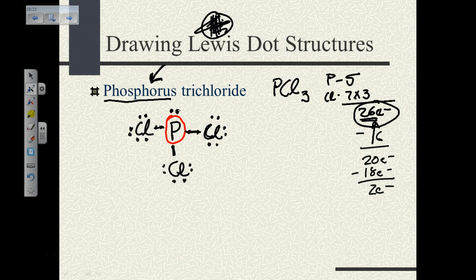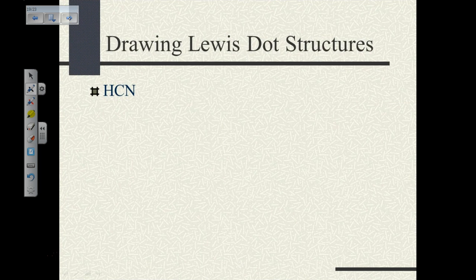And so now we also need to check to see if the central atom has its octet filled. So we have 2, 4, 6, 8. Yes, the phosphorus has a full octet, so that is good. We have 0 electrons left. We've used up all the valence electrons. Life is good.